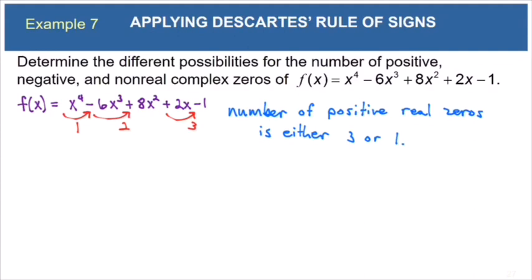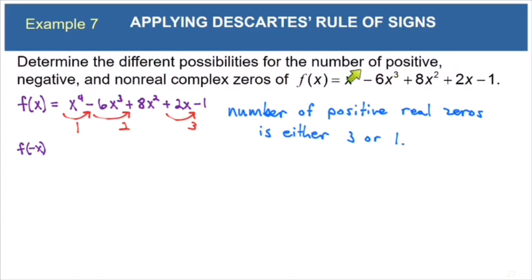Okay, now let's determine the number of possible negative real roots. So remember, for that we have to look at f of negative x, and in order to determine f of negative x, we'll have to plug negative x into each of these terms. Now I know that sounds like a lot of work, but it really turns out to not be any work at all, because you know that a negative raised to an even power comes out positive, and you know that a negative raised to an odd power comes out negative.